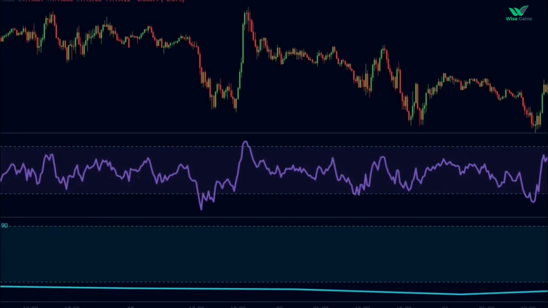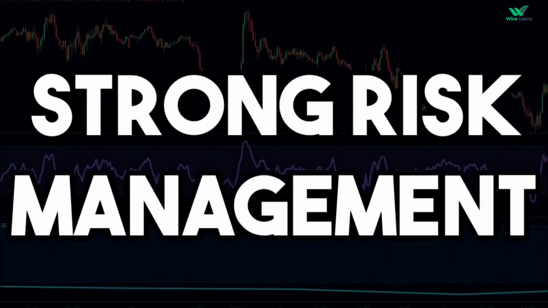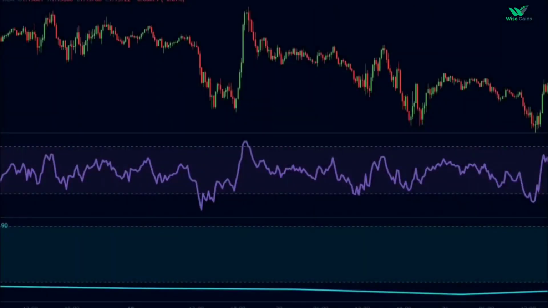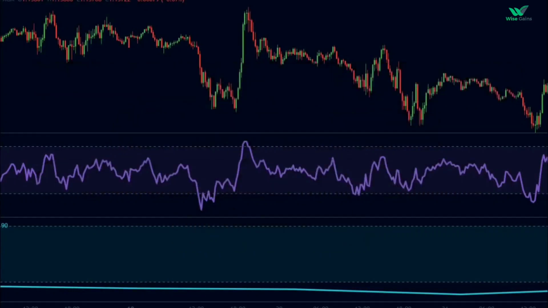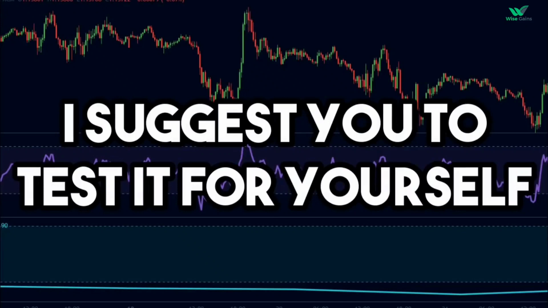Needless to say, you still need strong risk management and discipline to execute any strategy. With strong risk management, you can make profits with any strategy. The same is the case with this strategy. The market will present a lot of trading opportunities with this strategy. Your goal should be to only trade those opportunities that suit your risk management. I suggest you test it for yourself before investing real money into it.